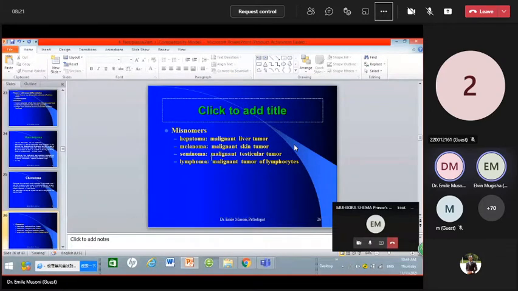A seminoma, a malignant tumor of the testes. This one is involved in the seminiferous tubules. Lymphoma. Lymphoma, always when you see lymphoma, it is malignant. The cells involved are lymphocytes, either B or T. So this is why they call them misnomers, because by the wording, you can think it is benign, but it is malignant.